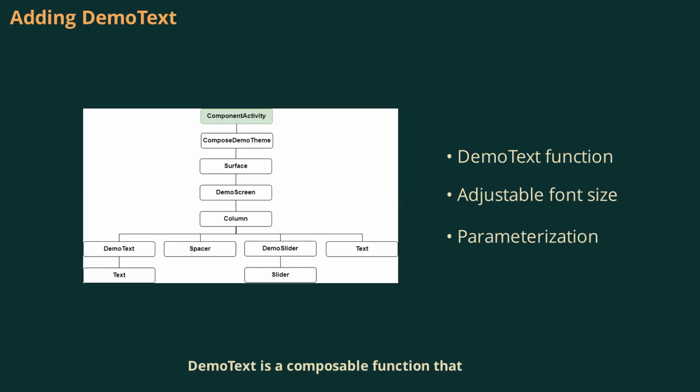Demo text is a composable function that displays a message with adjustable font size. It uses the text composable and accepts parameters for message and font size. Import necessary libraries for font weight and size. This function demonstrates Compose's flexibility and parameterization.